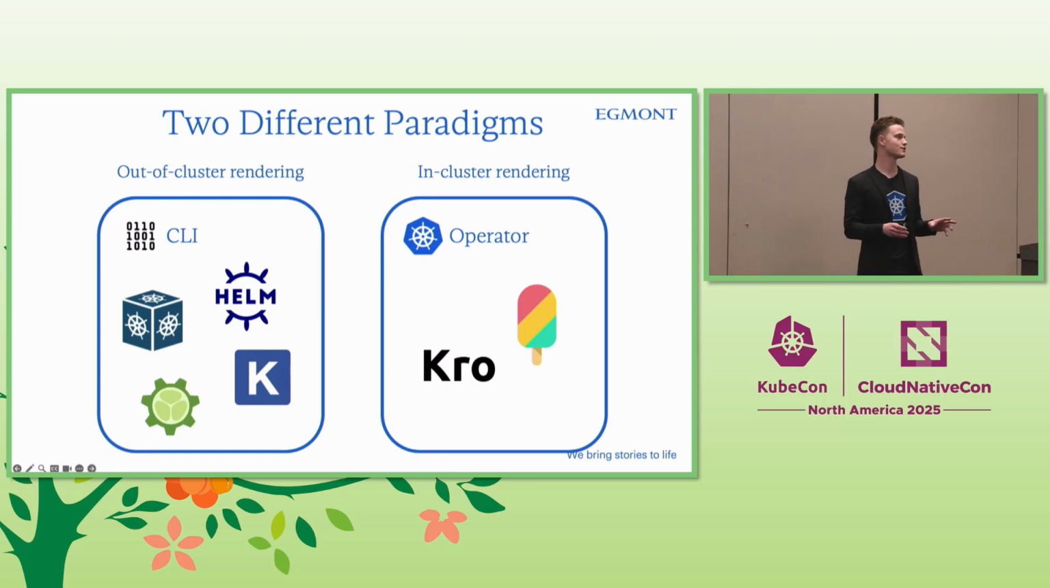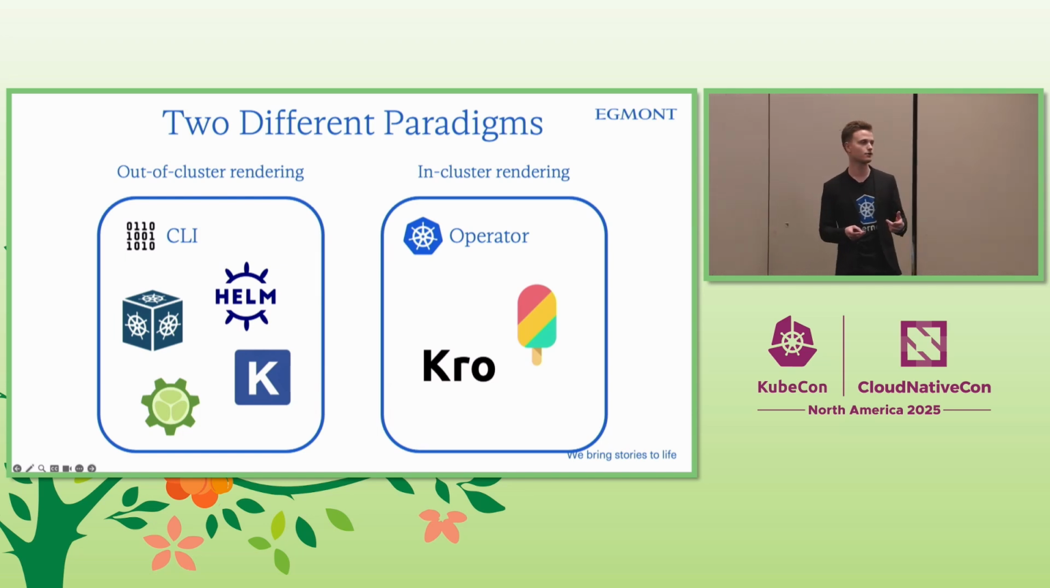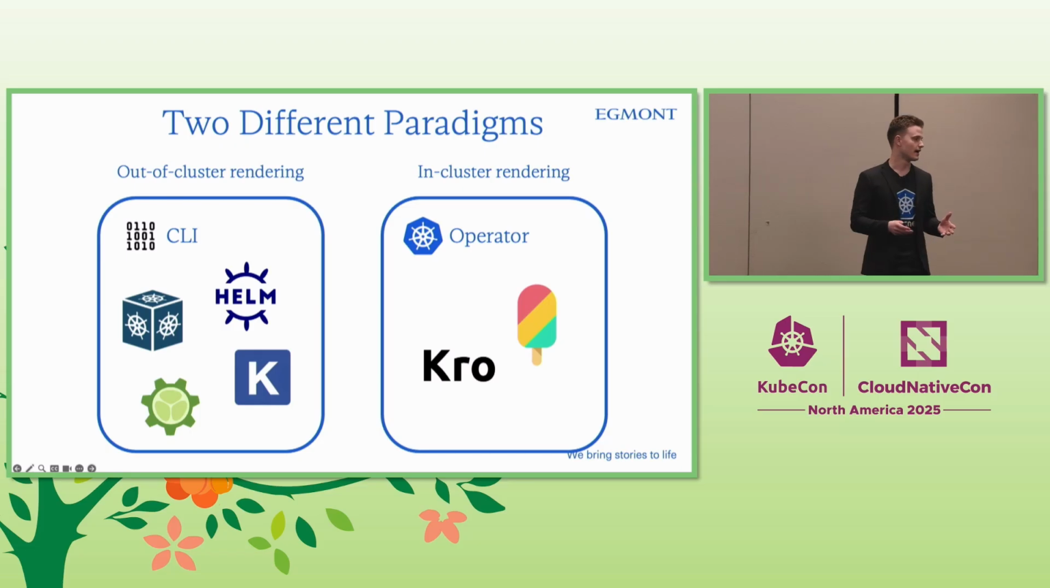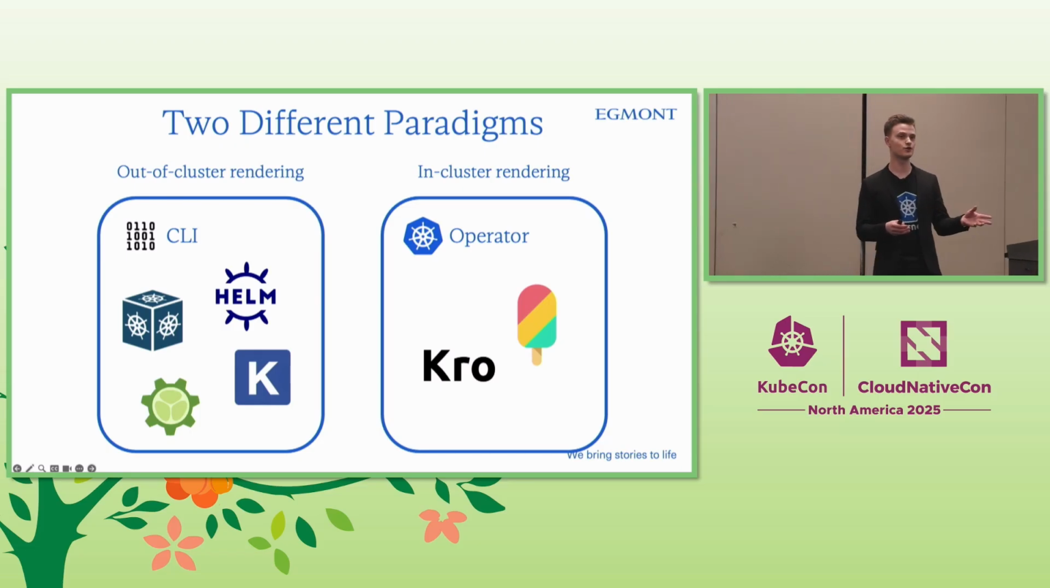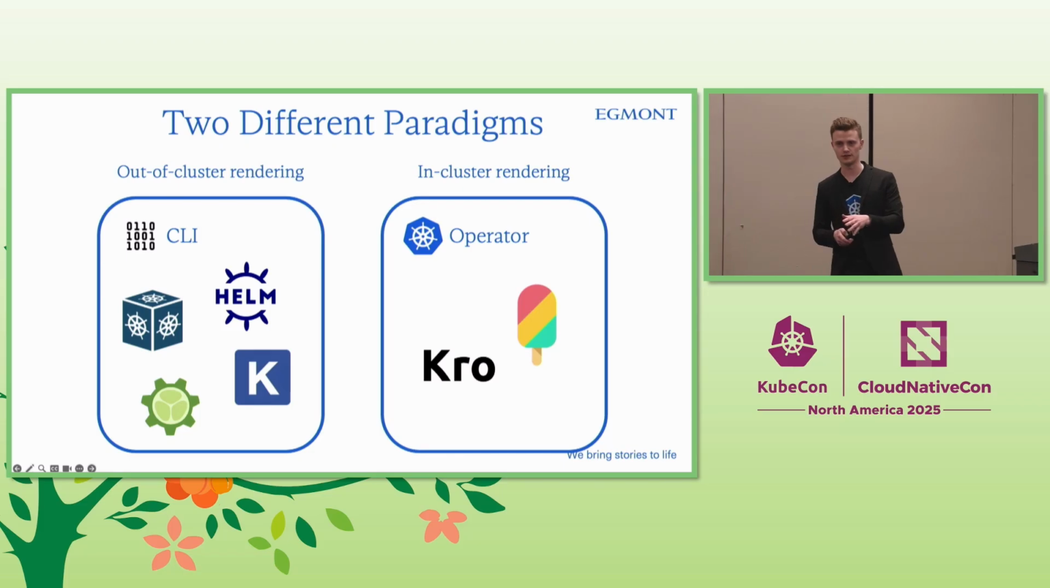And then we have the in-cluster rendering tools, which are Kubernetes operators. It's something like Kro or Crossplane or KubeVela, something that needs Kubernetes in order to work. And yeah, these tools require that they read Kubernetes resources in order to generate other Kubernetes resources.